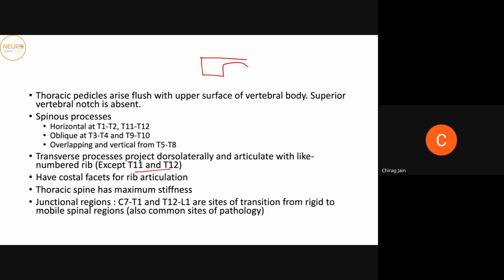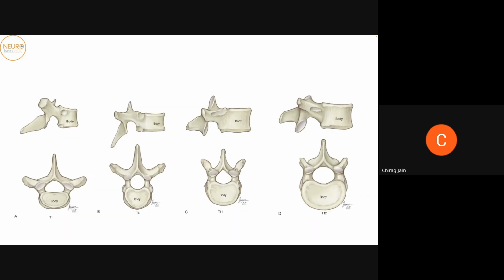Now, the thoracic spine, because it is so rigidly fixed by the ribs also, has a maximum amount of stiffness. And regions where this joins up with the mobile regions of the cervical and lumbar spine are known as junctional regions. So the C7-T1 and T12-L1. These are sites of transition from a rigid to a mobile spinal region. And this is also usually where you get common sites of pathology. Now, these are the different thoracic vertebrae, as we've discussed. There's a small superior vertebral notch in T1, which should not exist. You can see the body over here, and as we go down, the body becomes bigger and bigger.